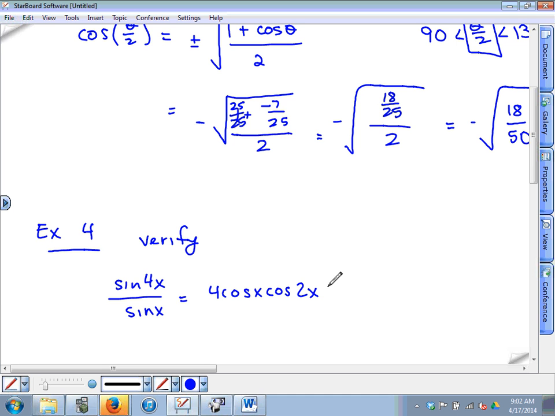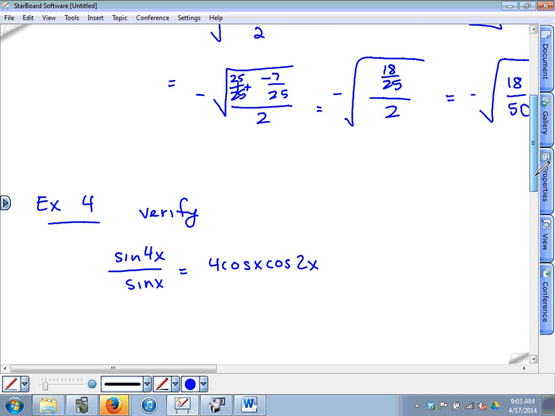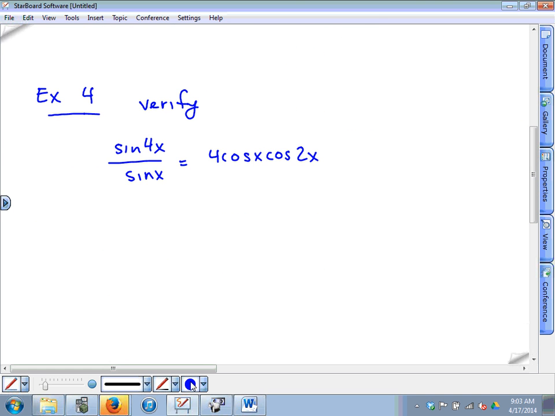Let's decide which is the more complicated of the... Man, I don't know. Can we choose the right? We can choose whatever side. Let's choose the right. Thank you. Bad pun, sorry. Well, let's see what happens with the right side. So 4 cosine x cosine 2x.